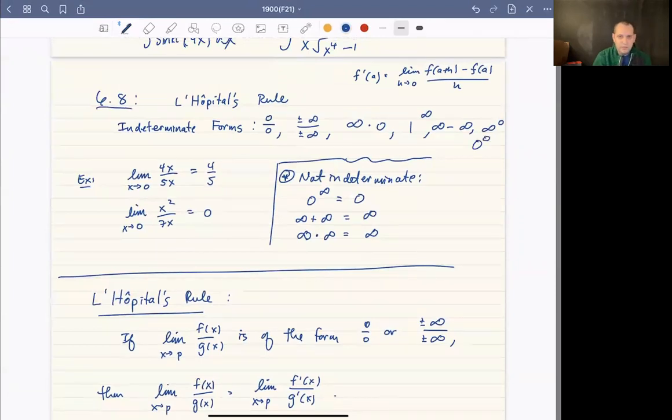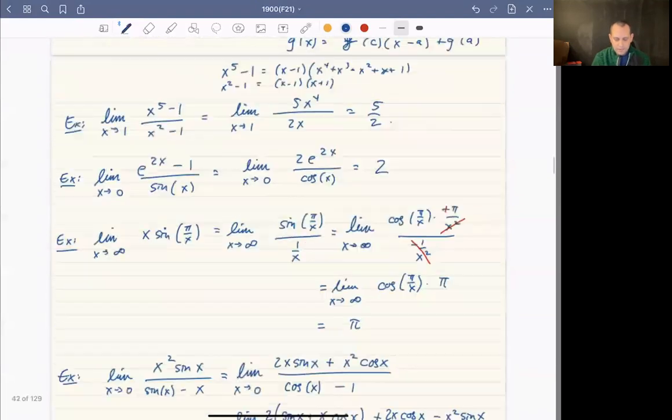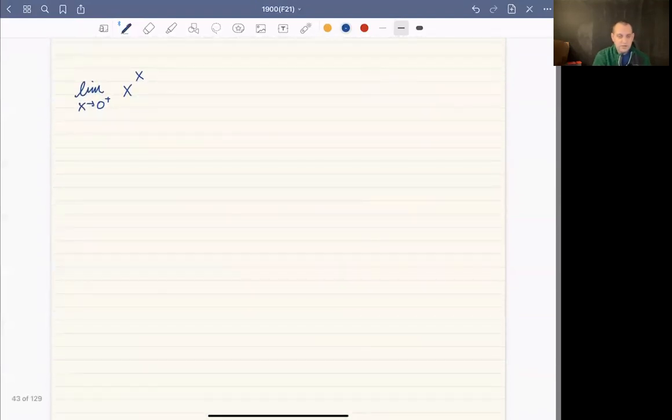That's also an indeterminate form. Here we have 0 to the 0, which is indeterminate. What we're going to do is a little trick, and the trick involves calling this limit L. Then we're going to compute not L, but the natural log of L.